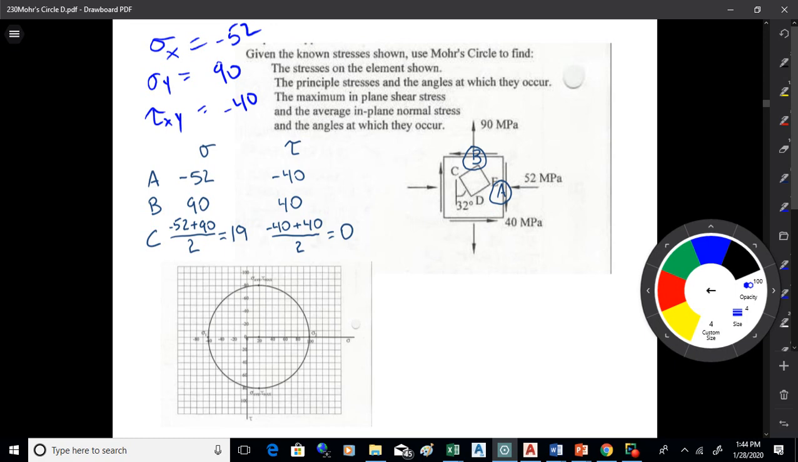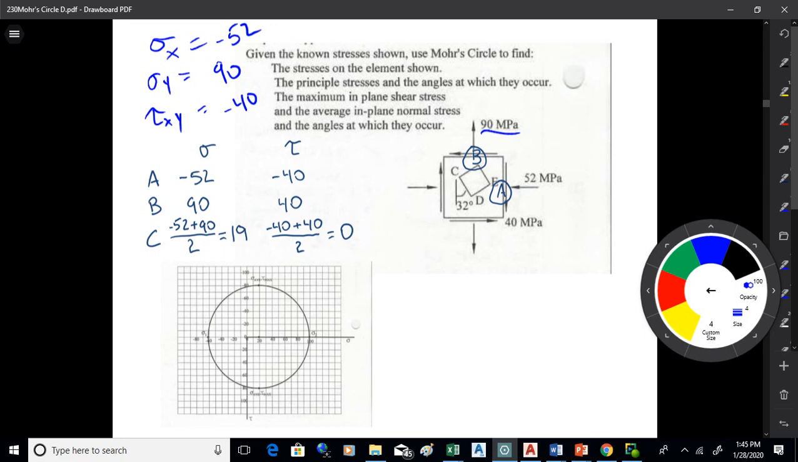So I can plot up sigma and tau for what I call the A plane, which is the vertical plane: negative 52 and negative 40. Sigma and tau for the horizontal plane, which we just call point B on the circle, is 90 and 40. Positive 90 for sigma y, and then the shear is the same magnitude as tau xy, but the opposite sign. Then I can find the midpoint of that line, and that's C, the center of the circle. So negative 52 plus 90 over 2 is 19, and negative 40 plus 40 over 2 is 0. So there you go. That's how we start to make the circle.